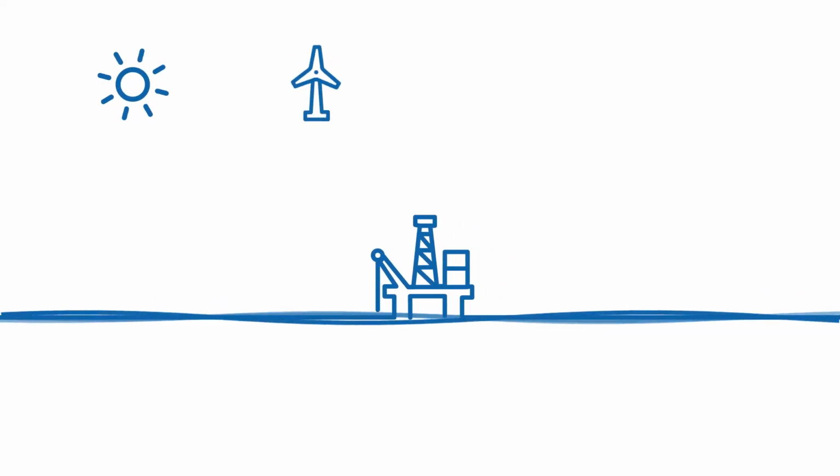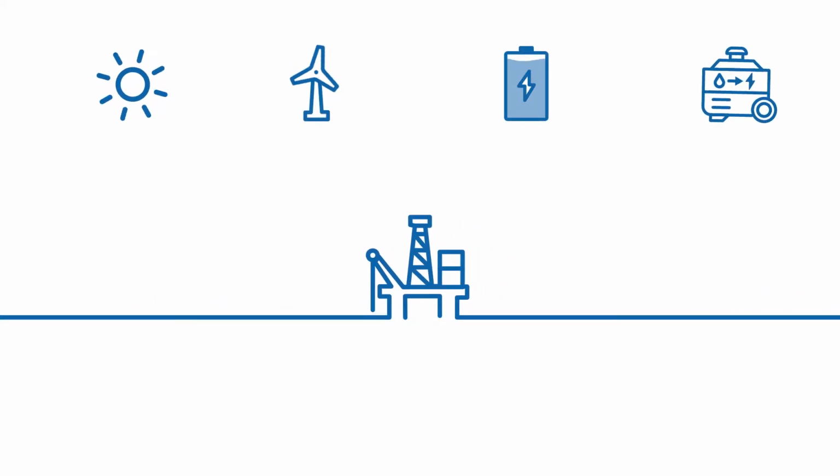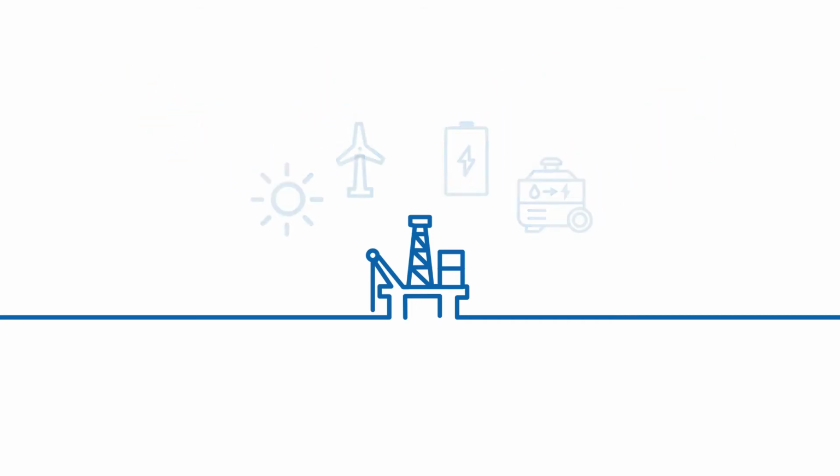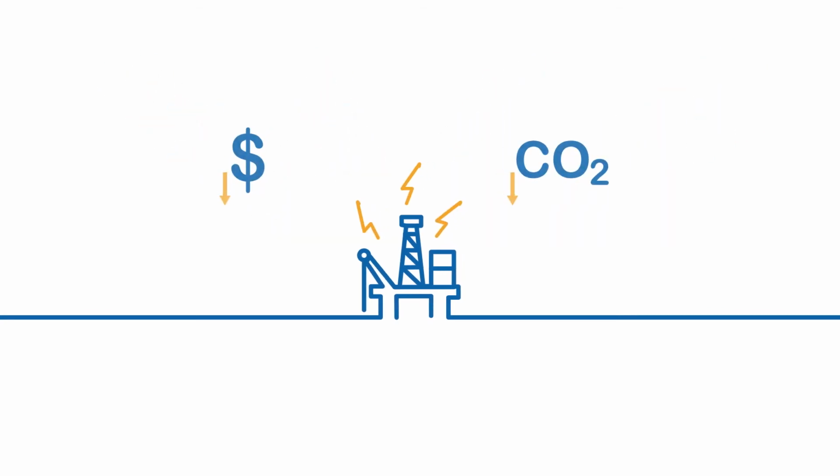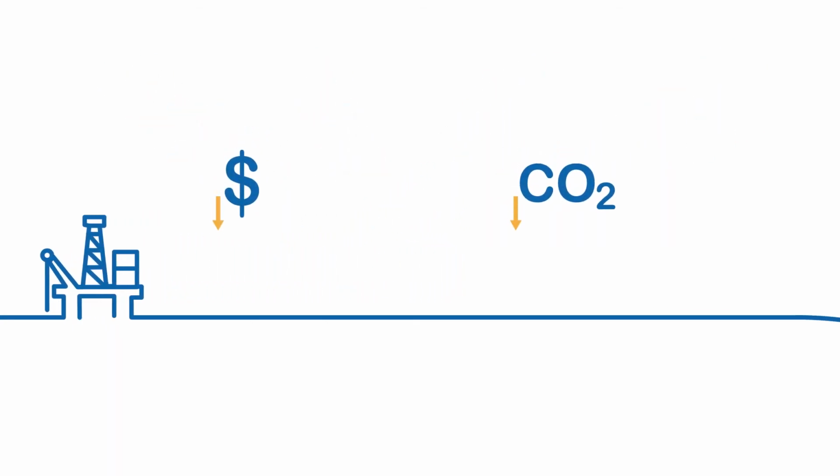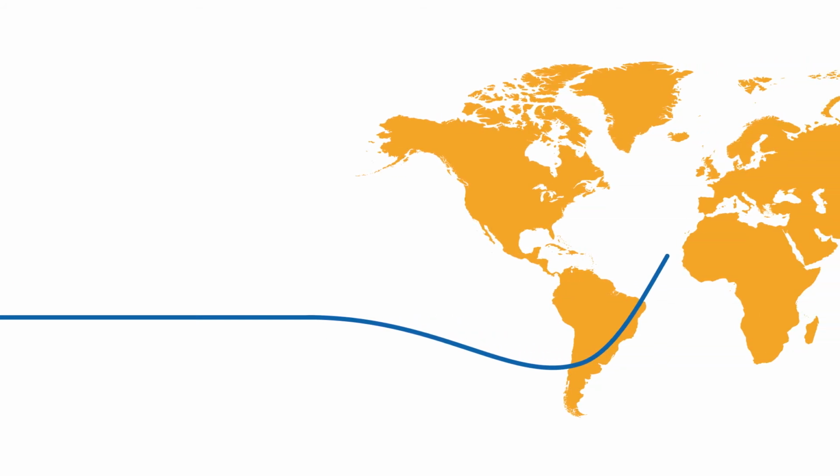In the southern North Sea, we installed our revolutionary hybrid power system. It can use sun, wind, batteries, and a backup diesel generator to provide the offshore station with energy. A system that reduces both costs and CO2 emissions.